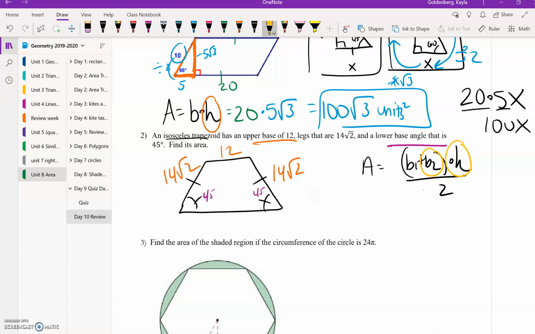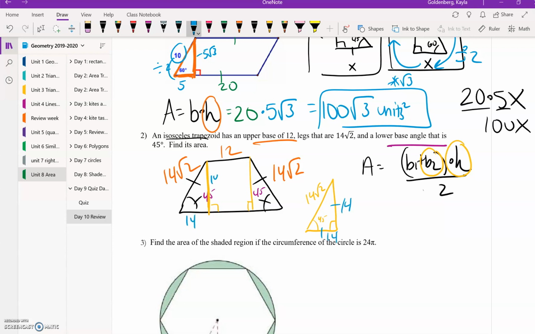So the first thing I would probably do is draw on a height, right? Here's a height, here's a height. It's not very well drawn, sorry. Remember, your height makes a right angle with the base. If I'm looking at those two triangles on the outside, each has 14 root 2 and 45 degrees and 90. That's going to be our 45, 45, 90 triangles. So that means your two legs are congruent, and that's 14, and so is this.